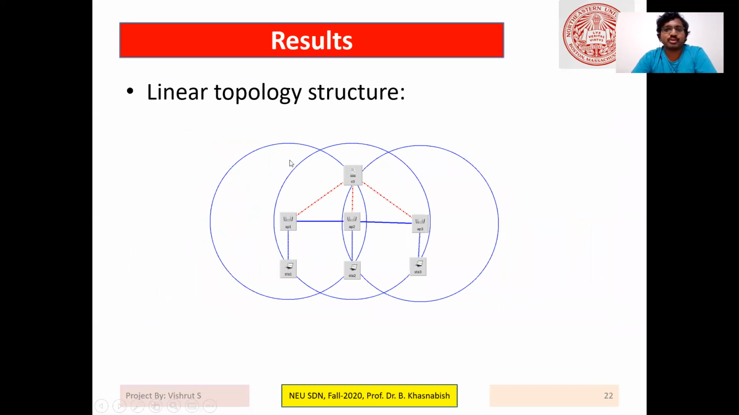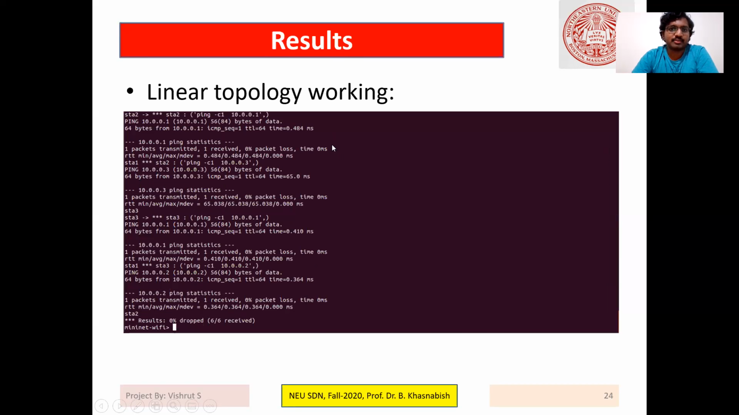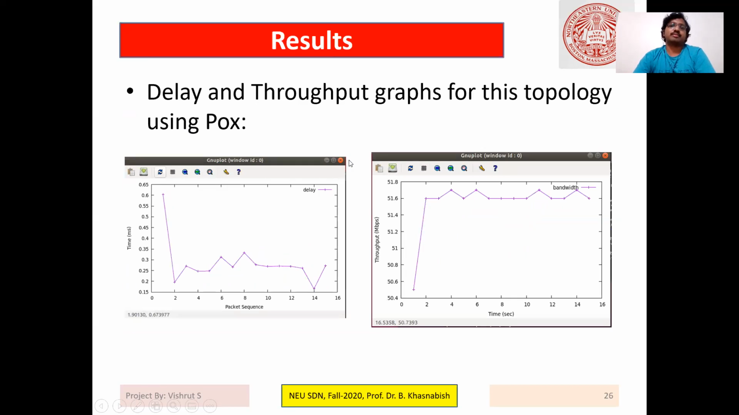And this is a linear topology. It has 3 access points and 3 stations and a remote controller. And this is the command that I use to create a linear topology. And this is the working of the linear topology. And these are the delay and throughput graphs that I got for this topology with the RIU controller. And these are the graphs that I got with the POX controller.